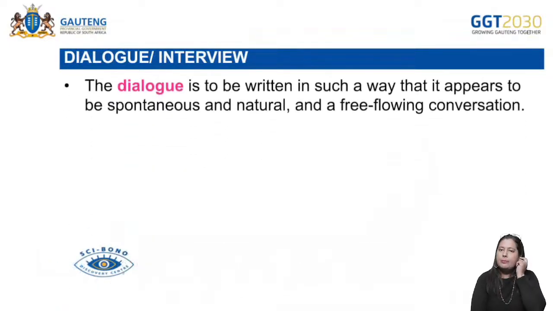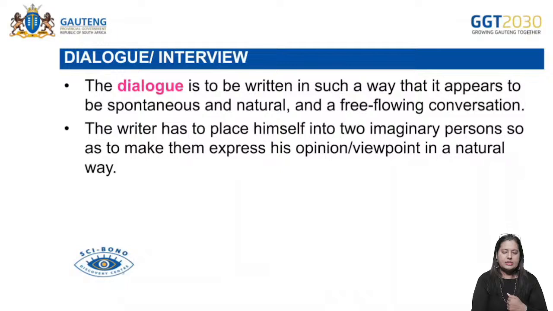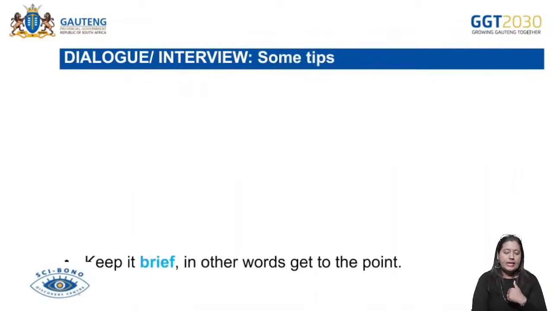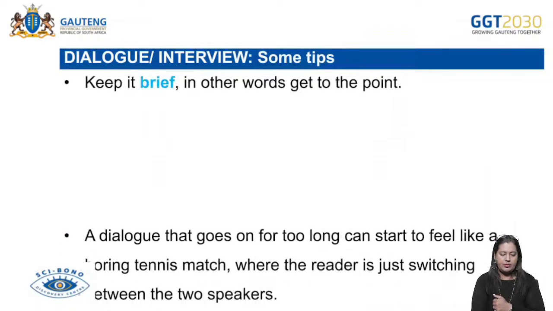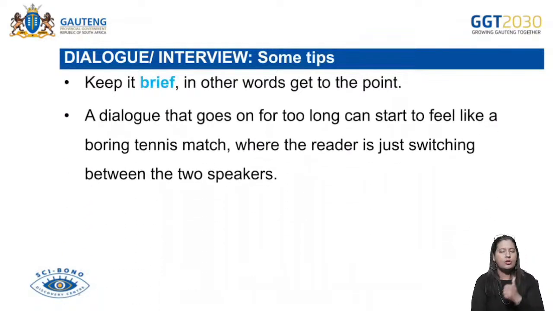Right. So remember, the dialogue's written in such a way where it appears to be spontaneous, natural, free-flowing conversation. You got to place yourself into an imaginary position of two people and how they would exchange their ideas. So that's something that you need to be taking note of as the writer. Okay, then in terms of this, please, both of them, keep it brief, get to the point quickly. All right, the dialogue that goes on for too long, grade 12s, becomes too laborious.